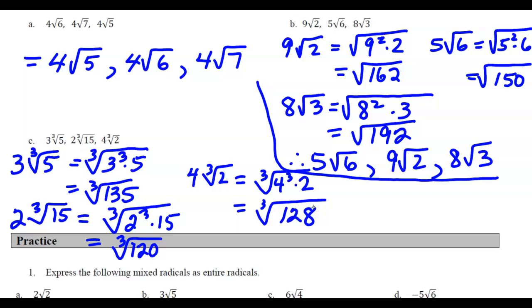They're all pretty close, right? So the smallest is cubed root of 120. So that is 2 cubed root 15. Then cubed root of 128. So that's 4 cubed root of 2. And then cubed root of 135, that's 3 cubed root of 5.